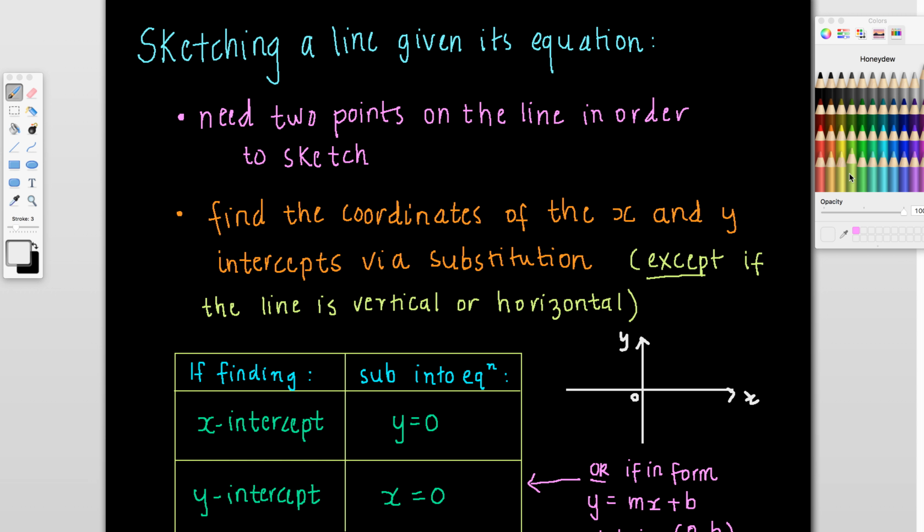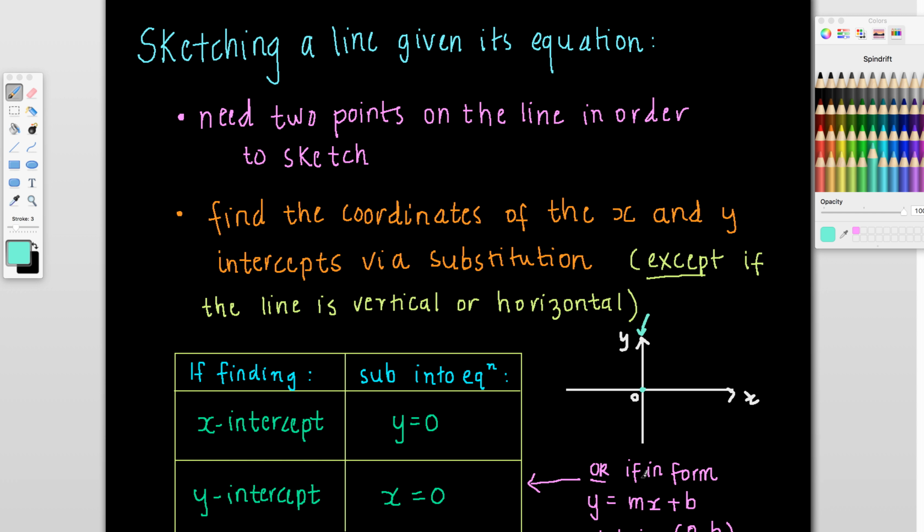The opposite is true for the Y-intercept. If you have a look, Y-axis is this one here. If I want to know where the line is touching along this axis, that's essentially what the Y-intercept is, that's where X is equal to 0. So I will substitute X equals 0 into the rule and therefore generate my Y-intercept.